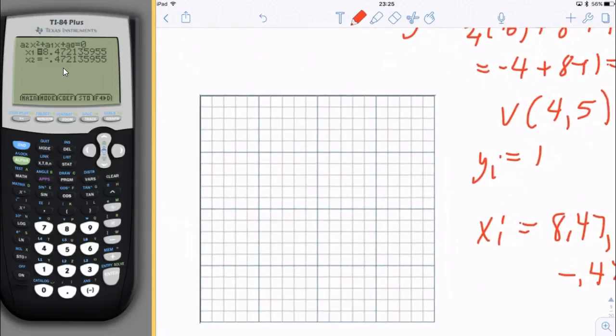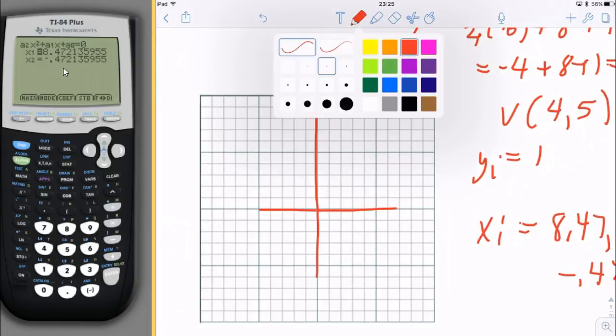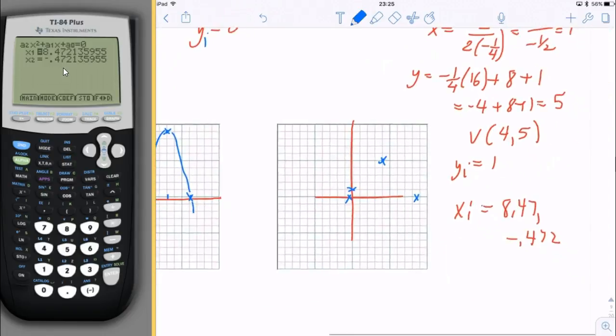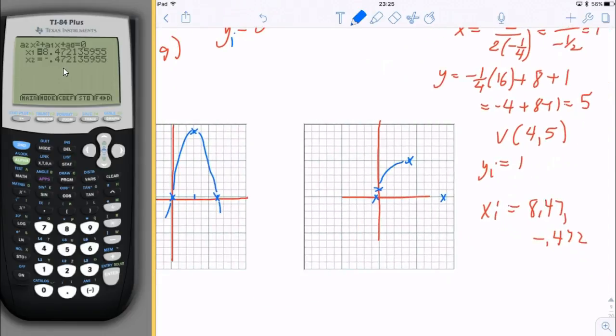So I'm going to graph some of these points here. I'm going to put the axes here, and then I'm going to graph the points for the vertex. It's 4, 5. The y-intercept is 1. The x-intercepts are 8.47 and negative 0.471. And so I think with these points, I can already pretty much draw the parabola like that.